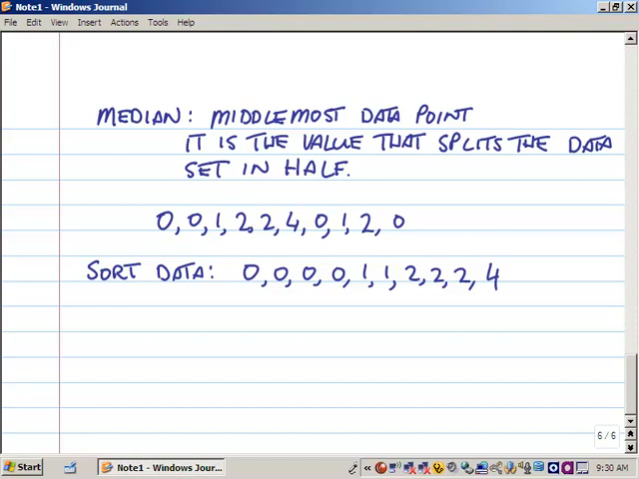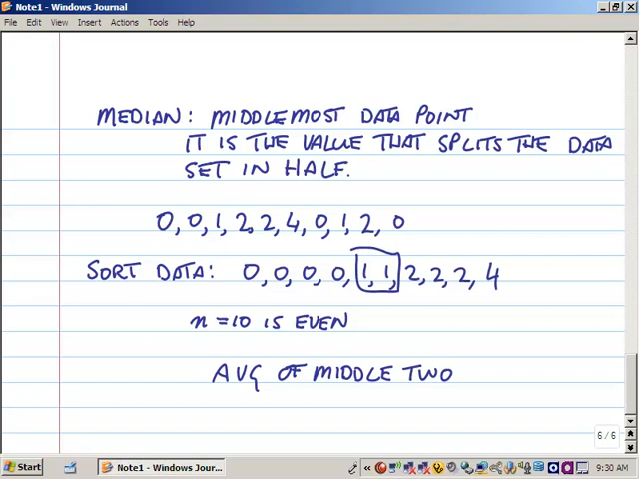Alright, so we're looking for the number that splits the data set in half. Well, remember that here we have n of 10, and n is even. So we just don't have one number that sits in the middle. What we have actually are two numbers. Notice that except for those two in the middle, we have 4 above and 4 below. So when we have an even number of items in a data set, we'll take the average of the middle two. In this case, they're both the same, so the median is the average of the items 1 and 1, and therefore the median is 1.